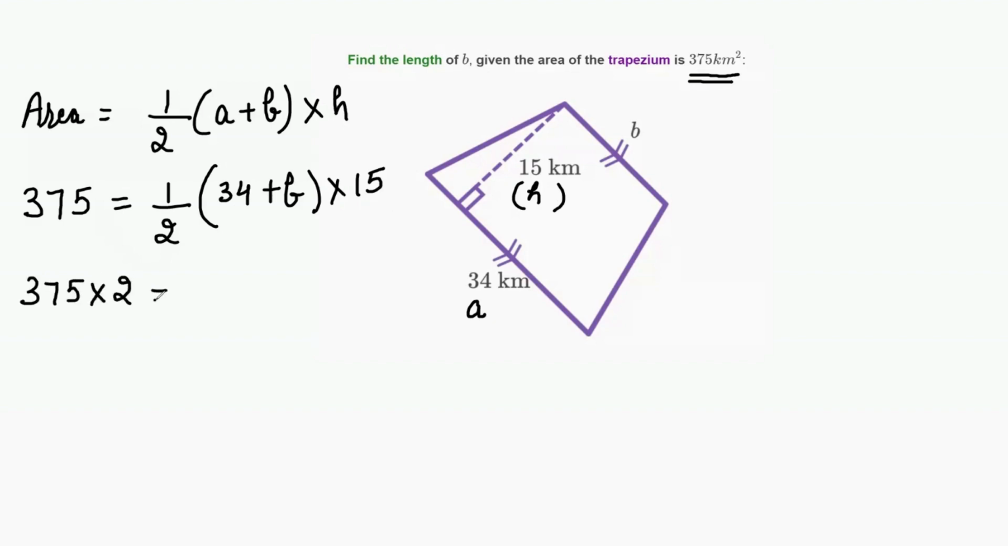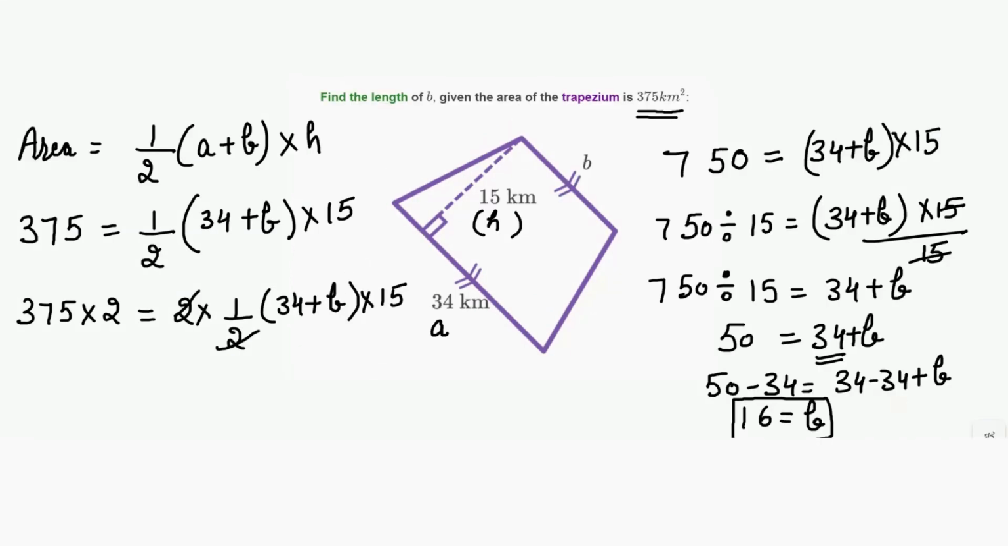To get rid of 2, we will multiply both sides with 2. On the right hand side we can cancel 2 with 2, and on the left hand side when we multiply 375 with 2 we will get 750.